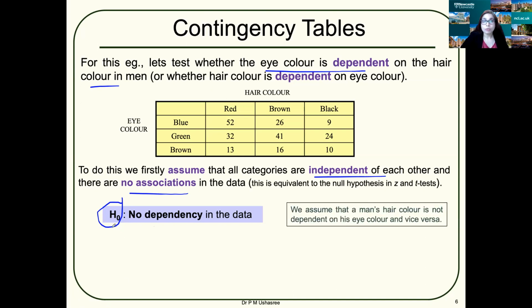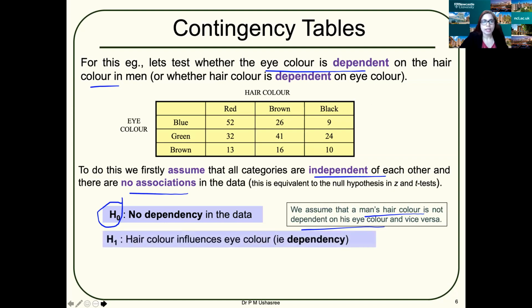Okay. So when you state the null hypothesis, we just assume that a man's hair color is not dependent on his eye color, or vice versa. Now, the alternative hypothesis will be that there is a dependency, that is, hair color influences eye color. So that's our alternative hypothesis.